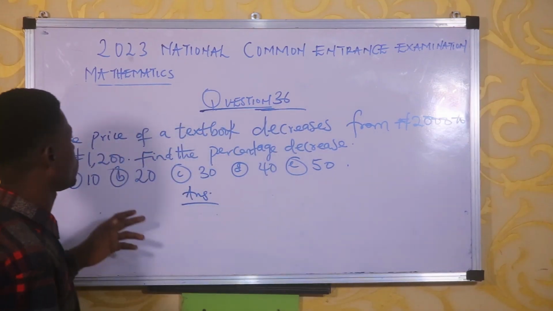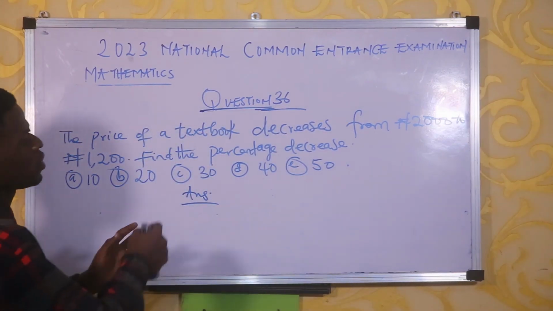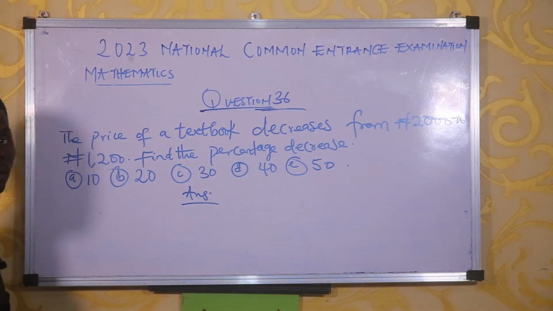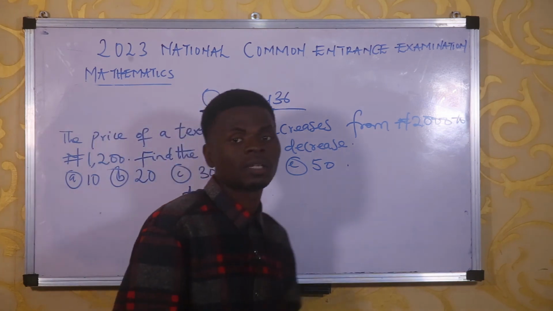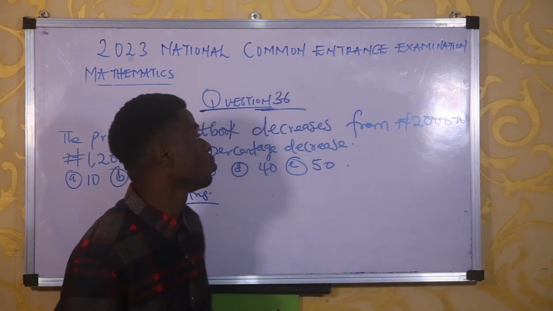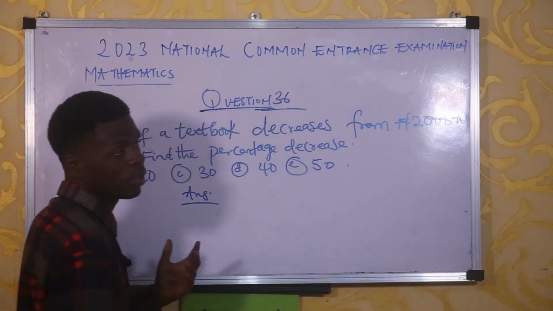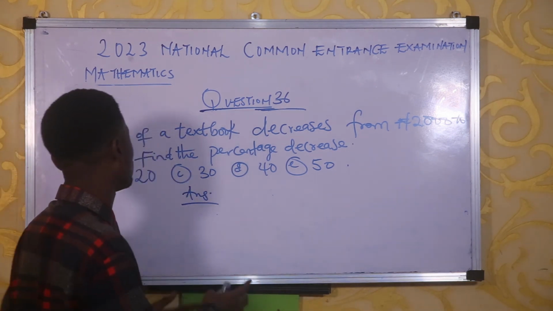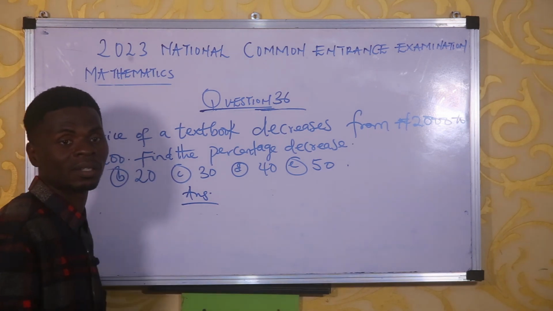The question says that the price of a textbook decreased from 2,000 naira to 1,200 naira. Find the percentage decrease. So when we are finding the percentage decrease, definitely it is a loss, because you bought something for 2,000 naira and now resell it for 1,200. That's a loss.